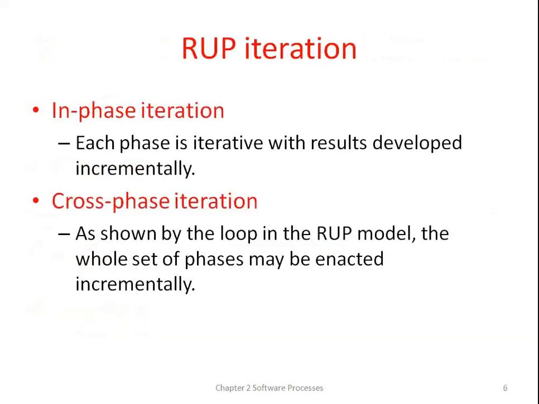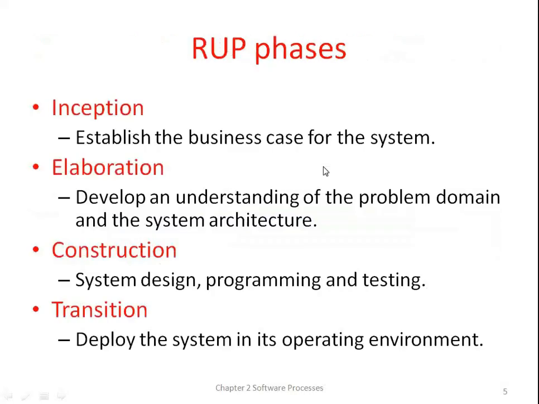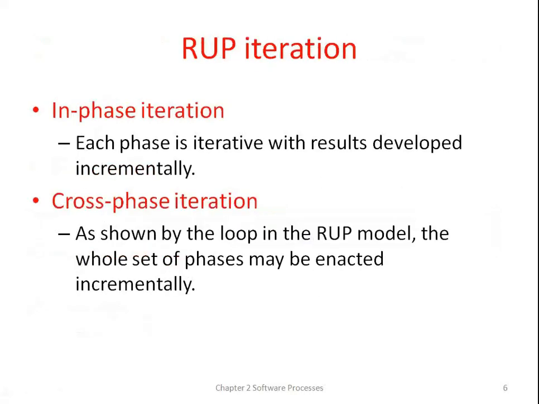RUP iteration. There are two types of iteration: in-phase iteration and cross-phase iteration. The given diagram shows all the phases: inception, elaboration, construction, and transition. Above these phases is shown the phase iteration. Each phase is iterative, with results developed incrementally, one by one.